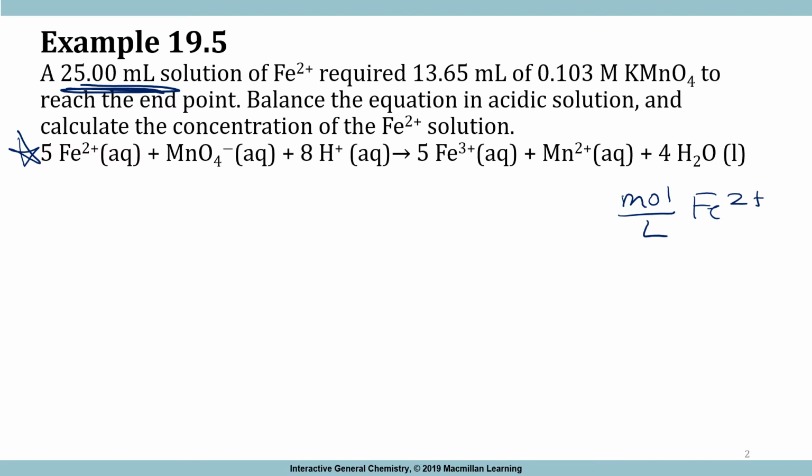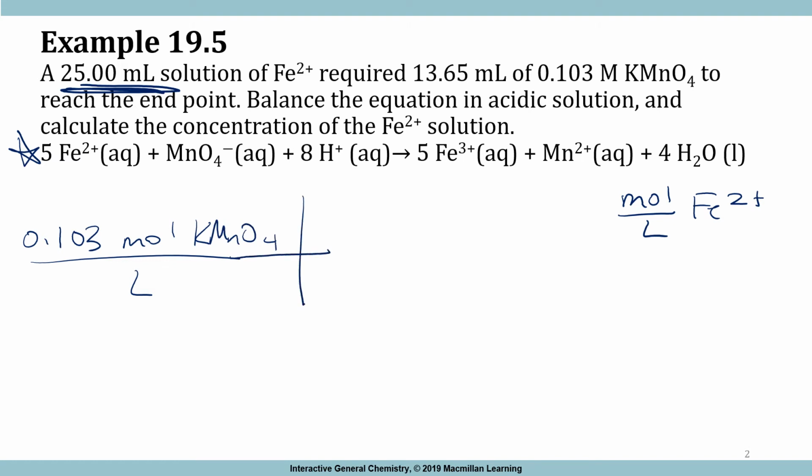So let's do that. If I'm starting with 0.103 molar KMnO4, I'm going to rewrite that to its own units. And I need to get rid of the liters on the bottom. So they give us the amount it took for this to reach the endpoint, which was 13.65 milliliters. So I need to convert that to liters, and that means I'm just going to divide it by 1,000. But where am I going to put it? Am I going to put it on the top or on the bottom if I want to get rid of these liters? I'm going to put it on the top. So I need to first convert it into liters.